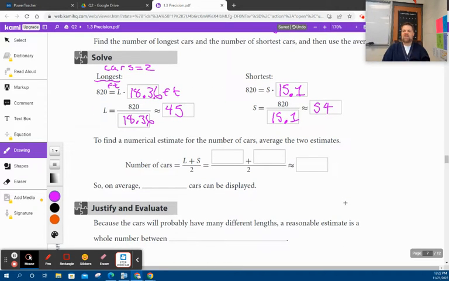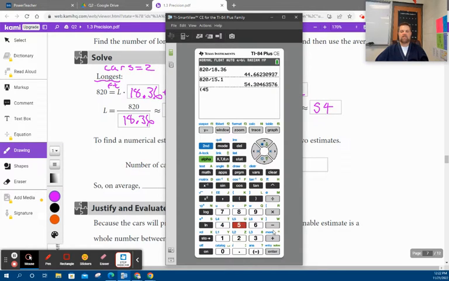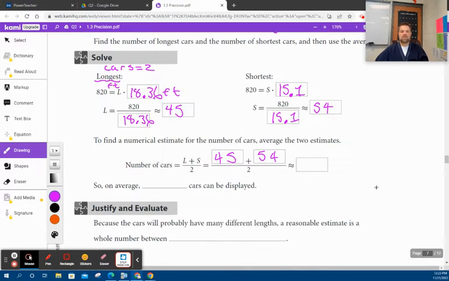So if I wanted to find the average, and this is all estimate, right? I could take the number of long cars, which is 45, and the total number of short cars, which would be 54, add them together and divide by 2. Now, you could do this on your calculator by just putting in parentheses 45 plus 54, divided by 2. And you get 49.5 roughly, right? Or would I have a 0.5 car? No, so we'll just round up to 50. You could have about 50 cars displayed.